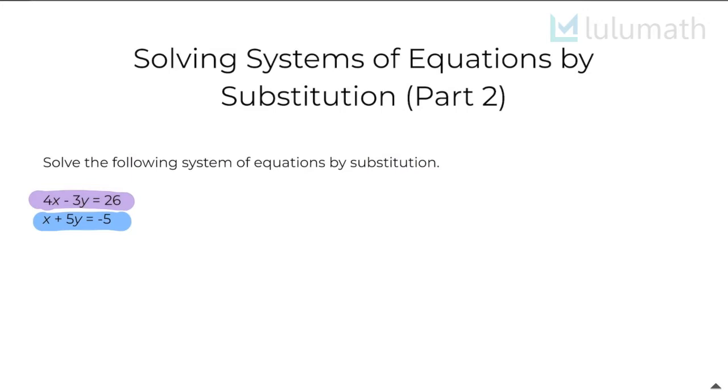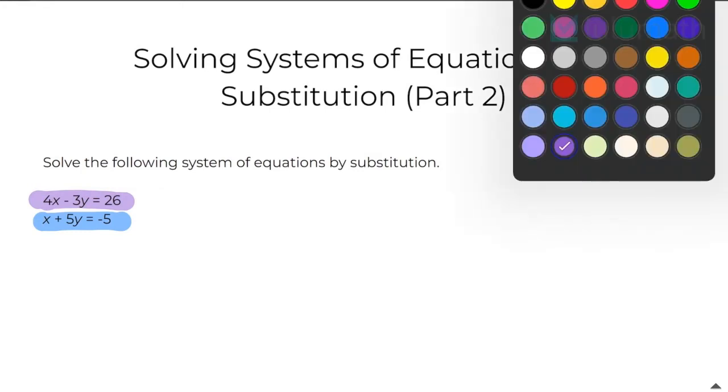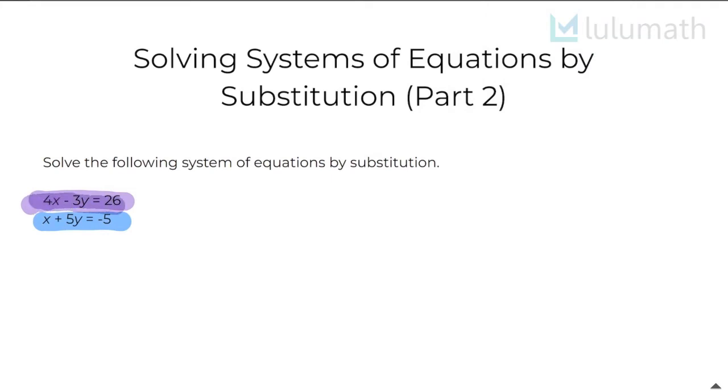Now, if you remember in the other video on substitution, all of the problems that were given to you had a variable isolated. You had a variable that was alone. But if you look right here, our purple equation does not have a variable that is alone, and our blue equation does not have a variable that's alone either. So the first thing we need to do is get a variable alone, or isolate a variable.